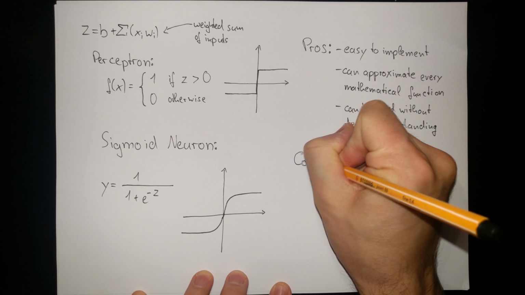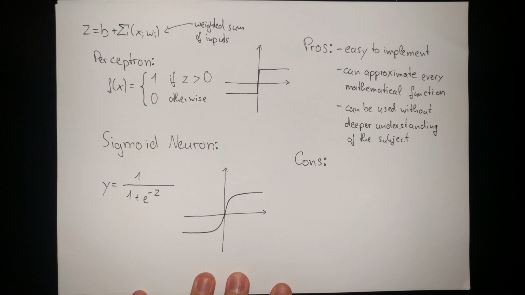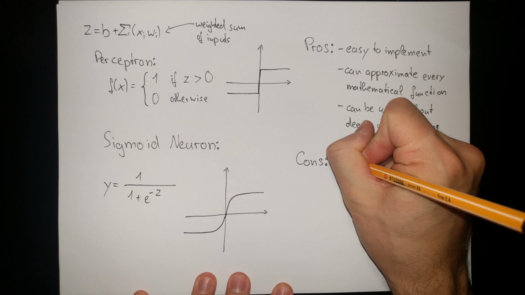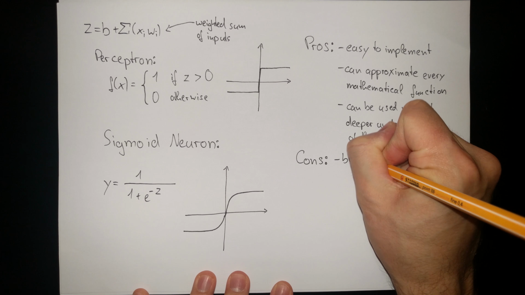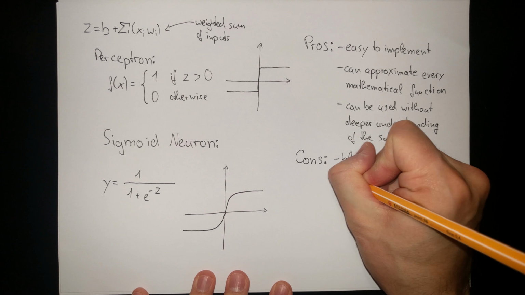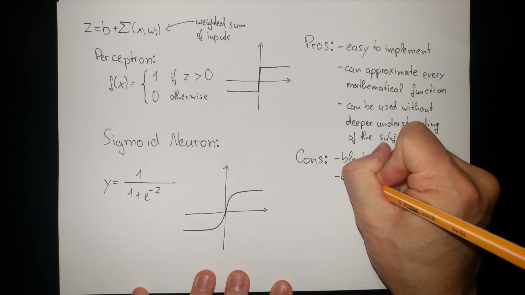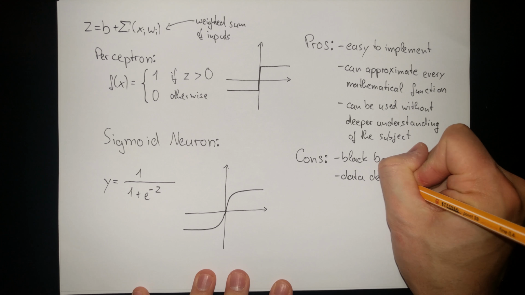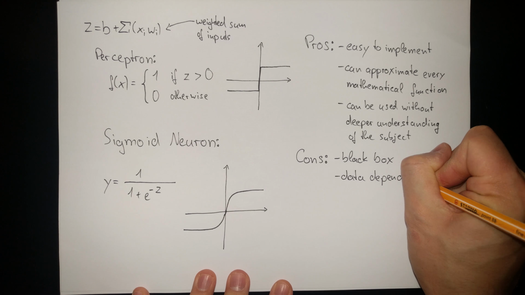Which brings us to the cons. The first point on this list would directly tie into the last one from the previous, and that is that it's a black box, so people don't need to understand the problem to apply it. And sometimes, if you don't have enough data, then you will wonder, hey, why isn't it working?